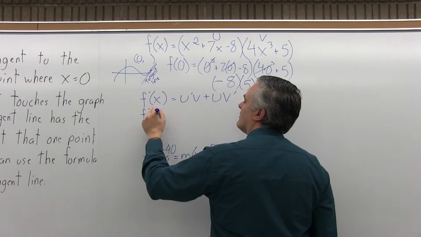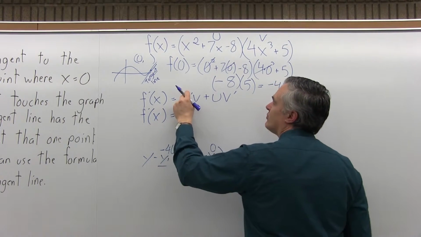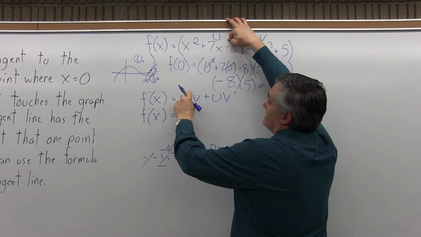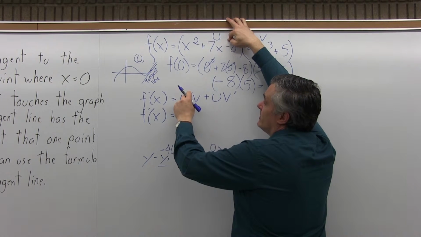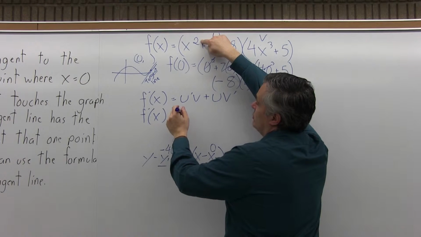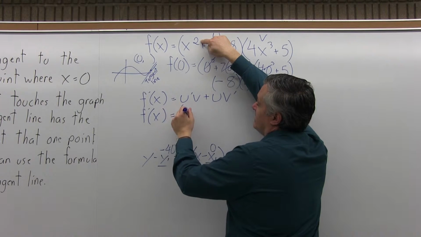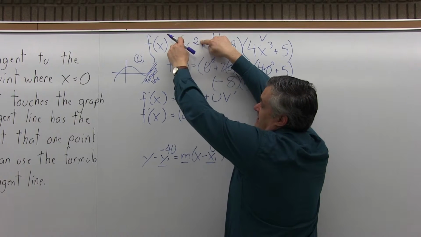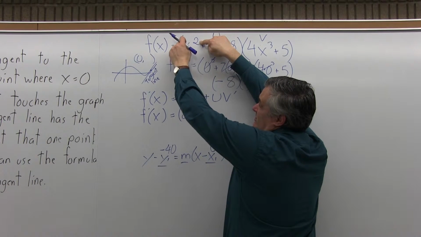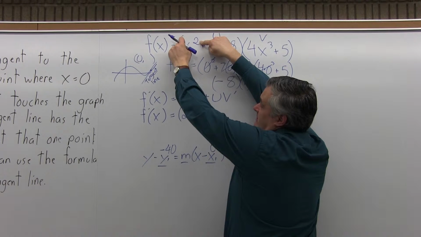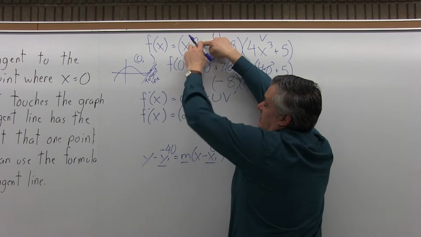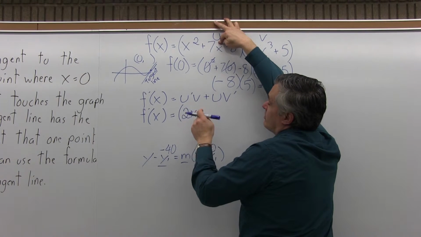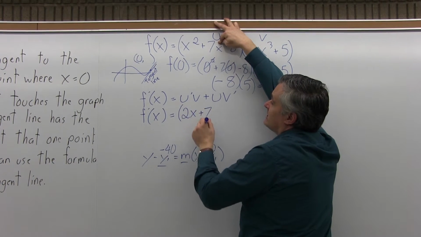f prime of x equals, so u prime. u is x squared plus 7x minus 8. u prime is the derivative of that. The x squared has a derivative of 2x, right? The exponent comes down times the number in front, which is really understood to be a 1. The exponent of 2 comes down times the 1 in front, gives me a 2x, one less power, 2x to the first. The plus 7x in the middle of the u parentheses has a derivative of just plus 7.